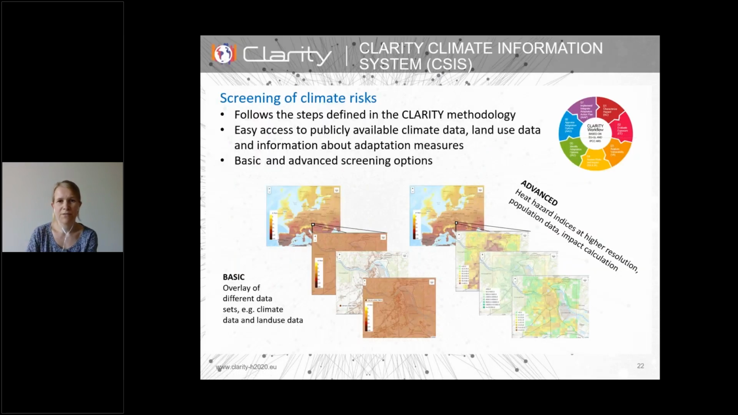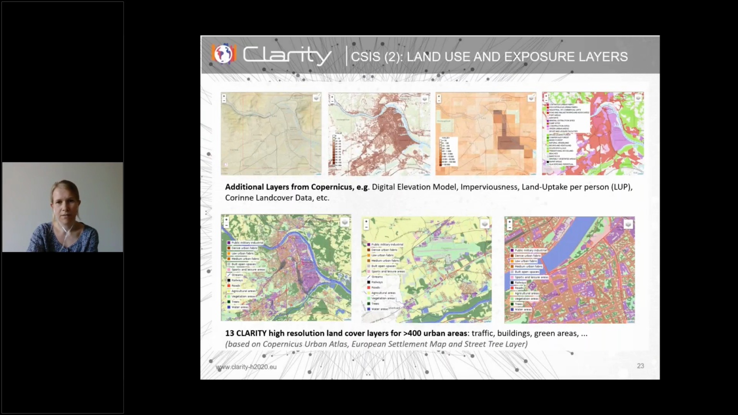So the Climate Information System now guides the user through all these steps, and it provides easy access to publicly available climate data, user data, and information about adaptation measures. And as mentioned before, it's possible to perform a basic and advanced screening. For both screening options, there are the climate indices and additional data sets that you can see here.